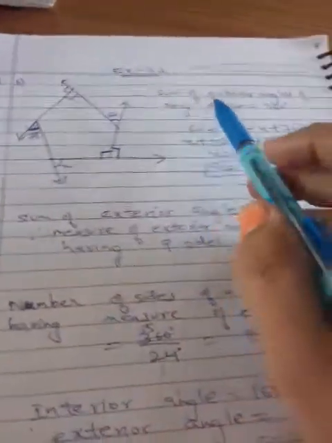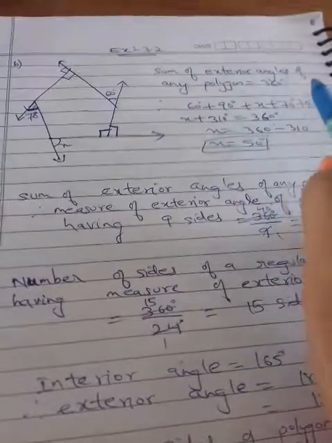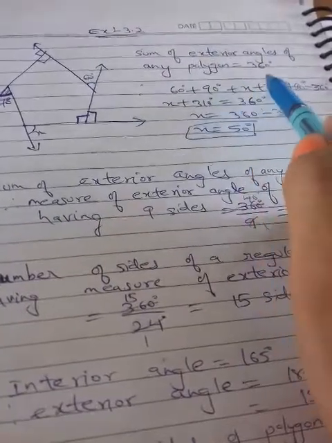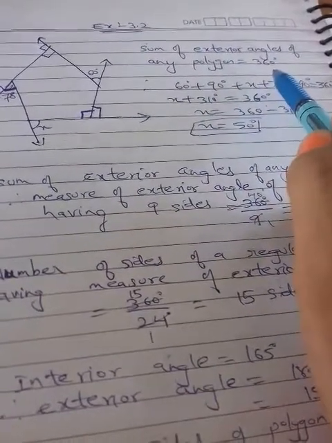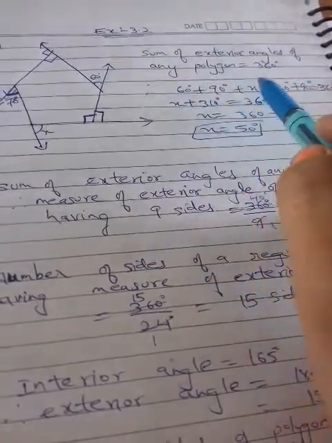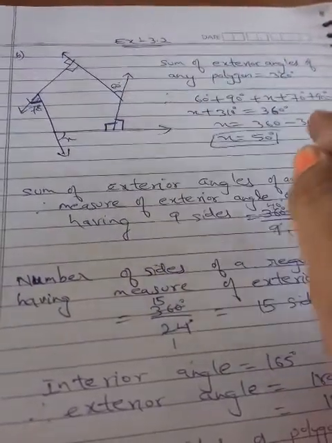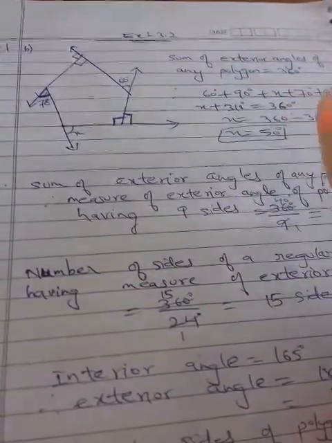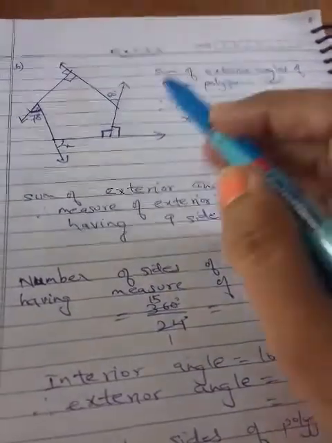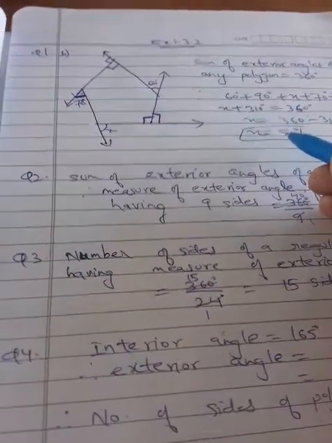Before starting this exercise, let me tell you, in this exercise we will do the sums related to the topic that the sum of exterior angles of any polygon is equal to 360 degrees. A polygon may have 3 sides, 4 sides, 5 sides, 6 sides, any number of sides, but the sum of their exterior angles will be 360 degrees. Sum of interior angles varies according to the number of sides.